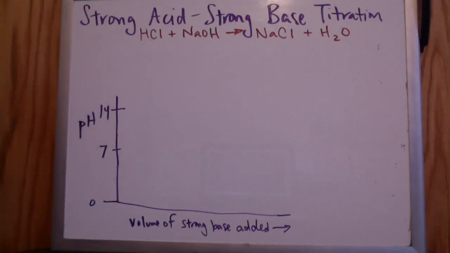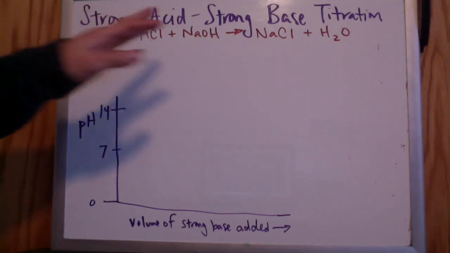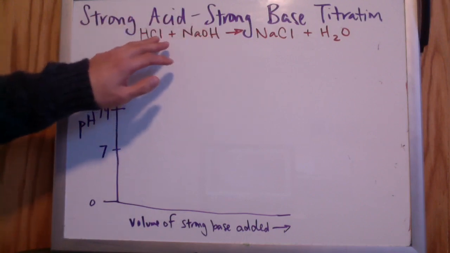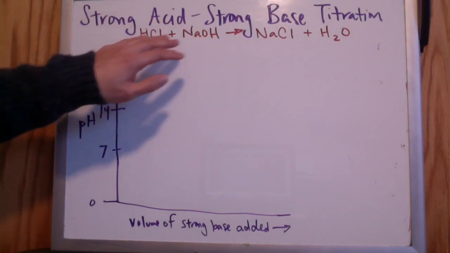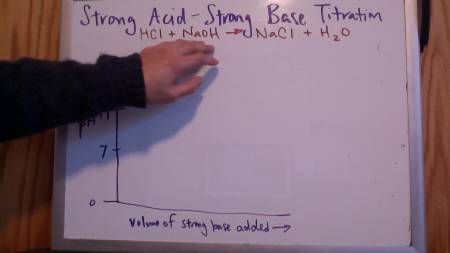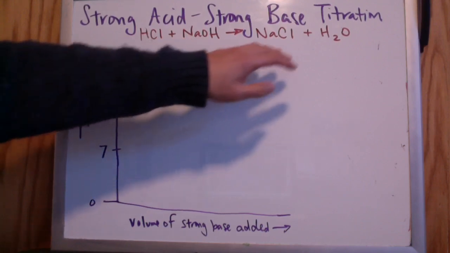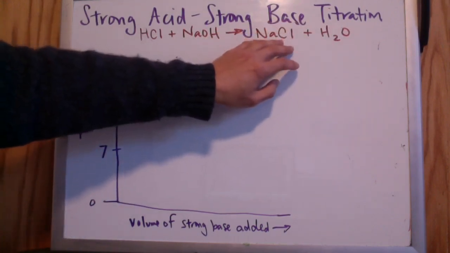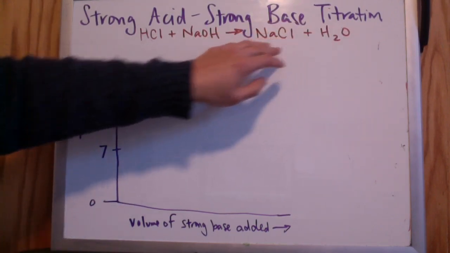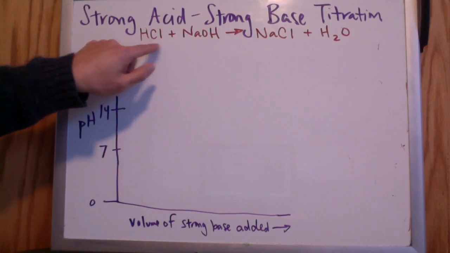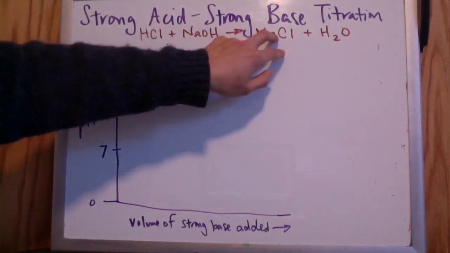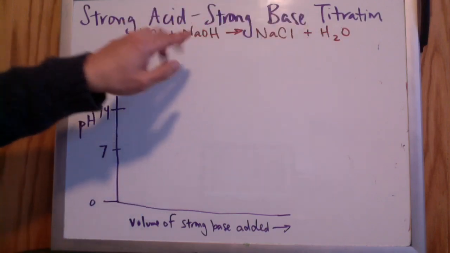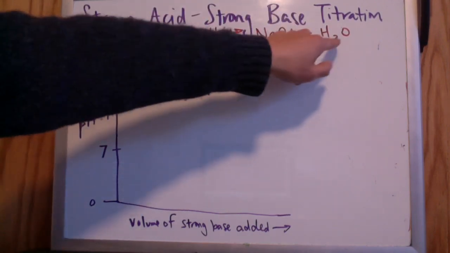Today we're going to go over pH calculations when we have the titration between a strong acid and a strong base. Our example today, we have hydrochloric acid, and we're going to neutralize that with a strong base, sodium hydroxide, and then we make sodium chloride and we make water. From what we went over last week, remember sodium chloride comes from a strong acid and a strong base, so it would have no effect on the pH. So the only thing that would affect the pH if we completely neutralize these would be the water.